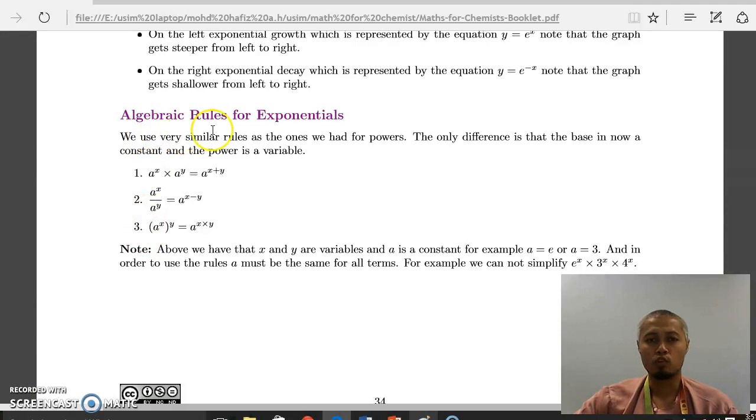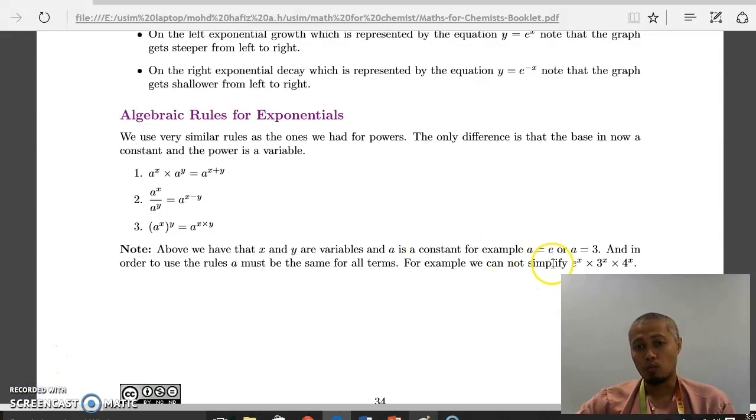So these are the algebraic rules for exponentials, which are somewhat like the index rules. Here if you can see, we have a to the power of x times a to the power of y equals a to the power of x plus y, because we have the same constant here. The same goes for rule number 2 and also number 3. For number 2, if it is division, we need to subtract the powers. If it is a power of a power, we need to multiply the powers.